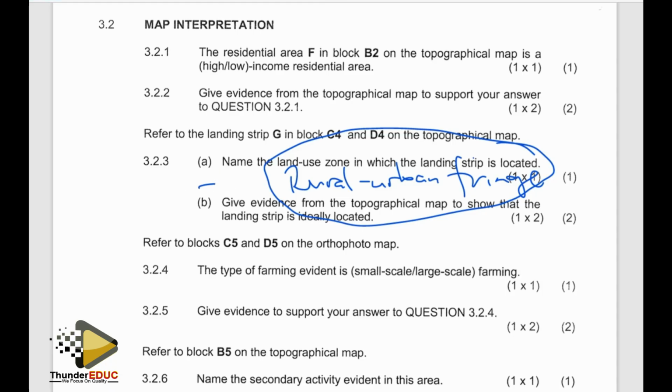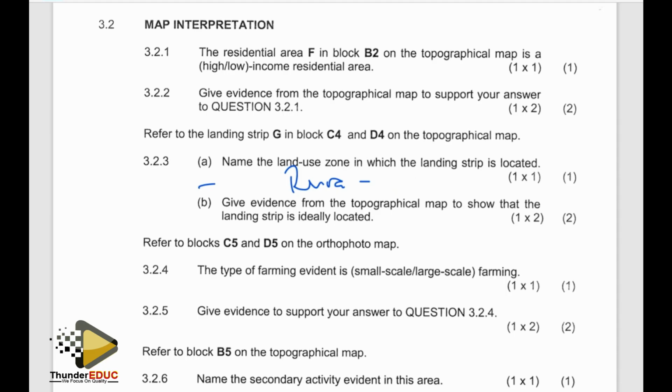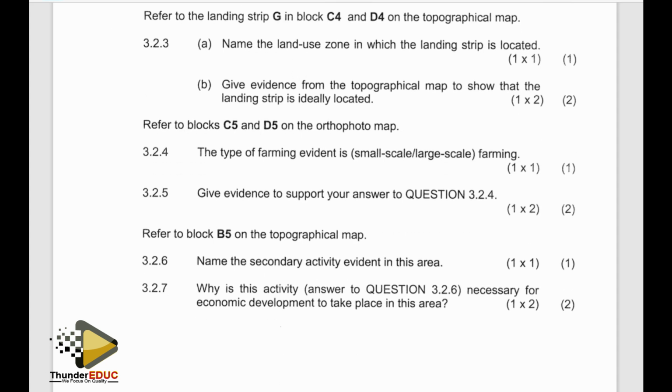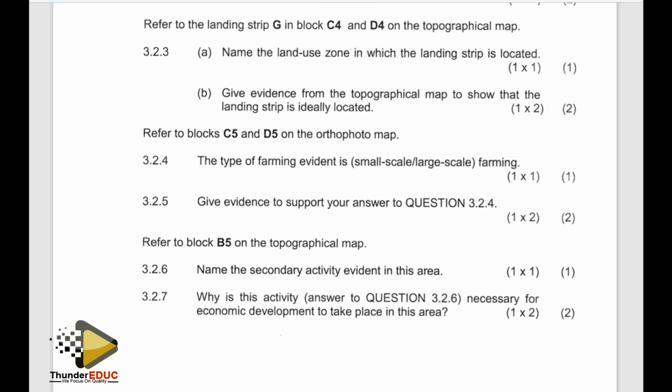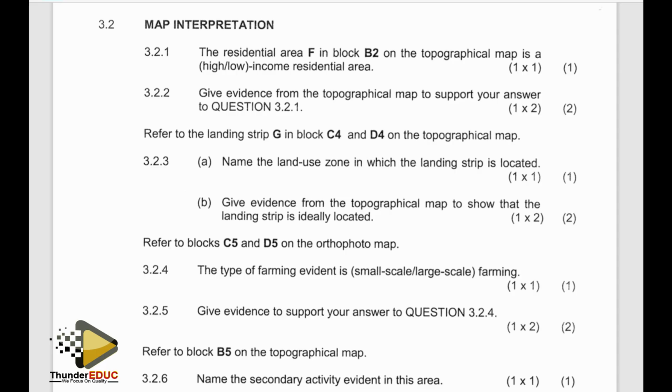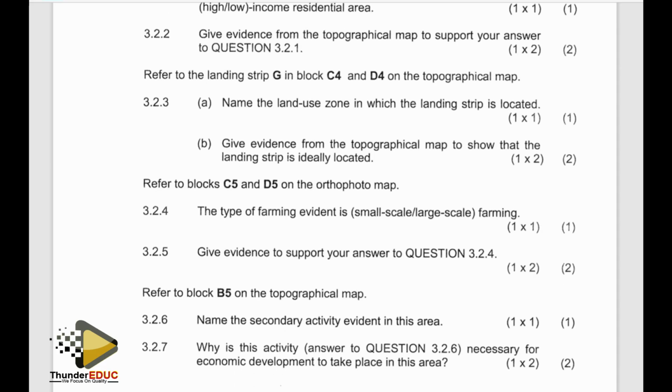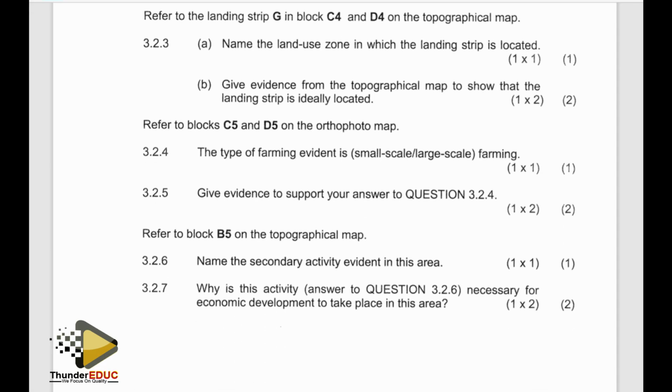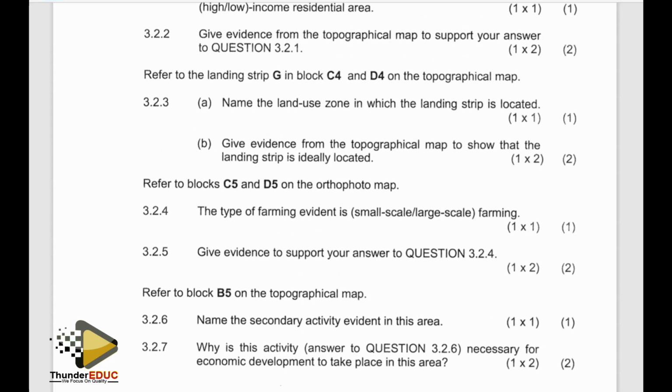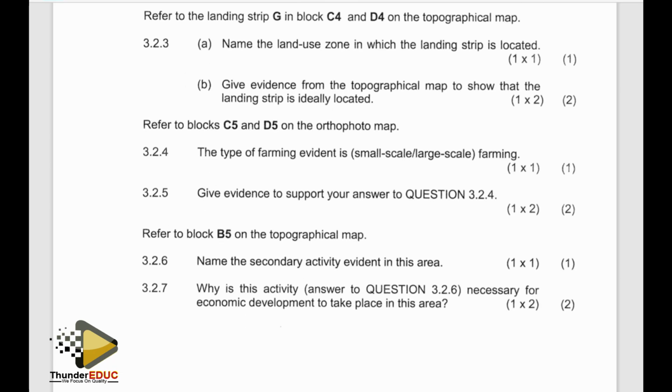Give evidence from the topographic map to show that the landing strip is ideally located. The evidence that you can find there, if you find that there is open space, there is free space, the land is unoccupied, that can be a reason for the ideal location of the landing strip. Or it's located very far away from residential areas for safety reasons, that can be an ideal reason for such.